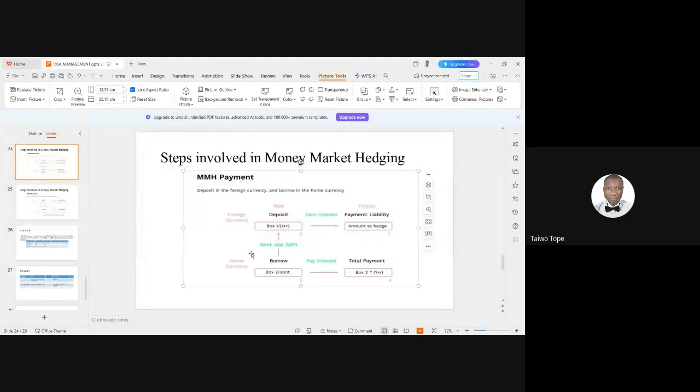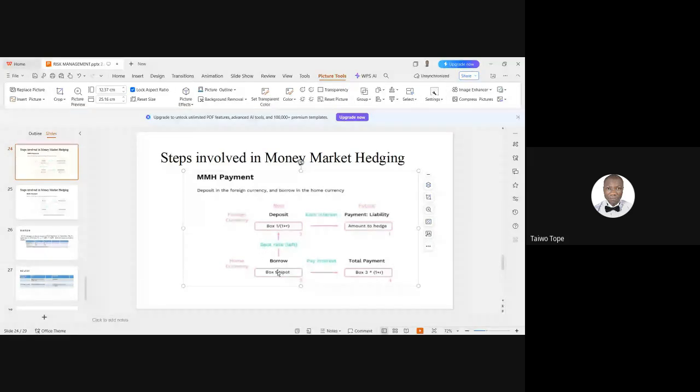You convert this deposit value into what? Your home currency. That means you are borrowing. In this case, you are not making a deposit here. You are borrowing. When you borrow, what will happen? You can observe the difference between both approaches. When you were to receive, you borrowed. In this case, when you are to pay, rather than borrowing at this point, you make a deposit in the foreign currency, convert that to your home currency, and you borrow.